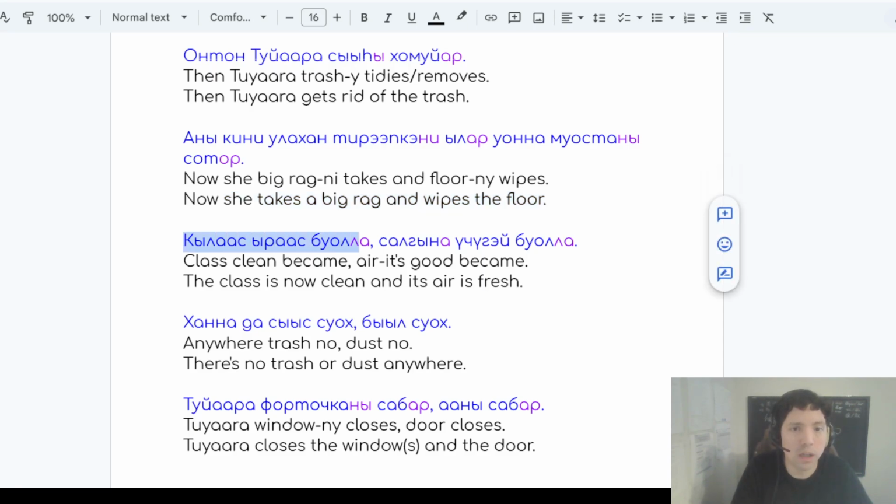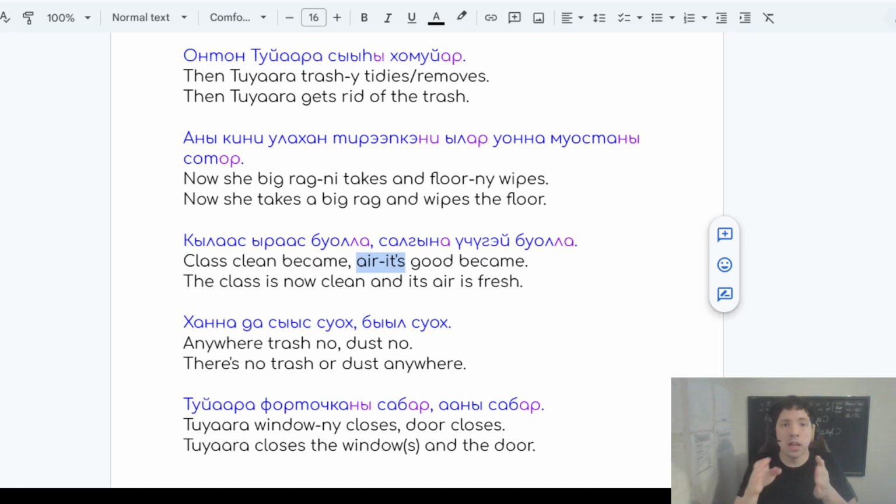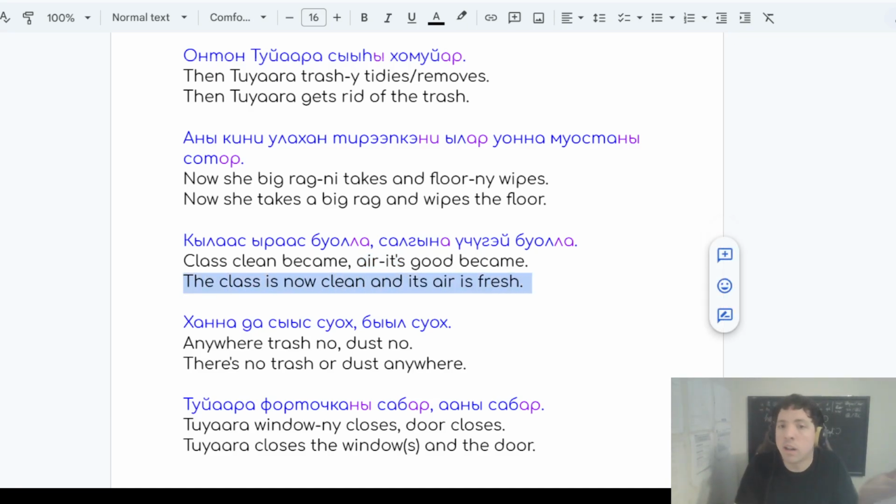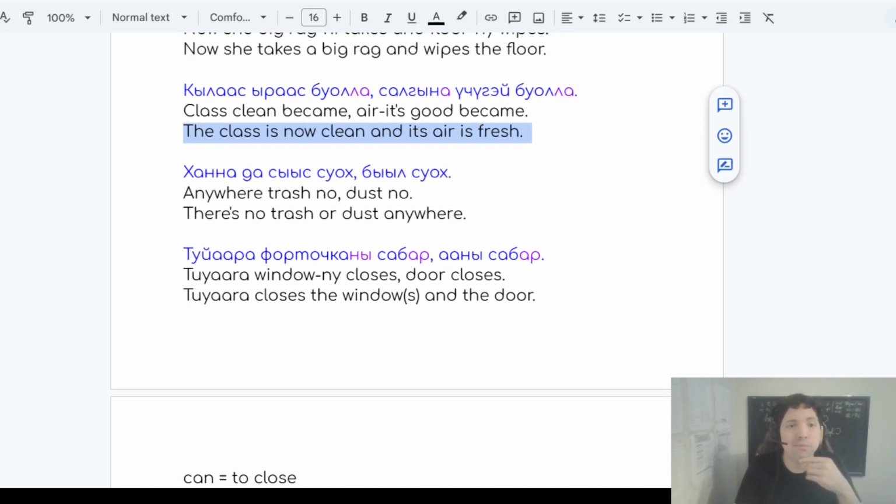Kalas ras boala. Salkana uchige boala. Now this boala is past tense. Class, clean, became. You could translate it as became. Air, it's, that is like, I believe it would be called genitive. That means it's like possessive. So it's air, the class is air. So you don't have to say the class became clean and the class is air. You can just say salkana, it's air. Yuchuge boala became good. Or in English we might say the class is now clean and its air is fresh. Or its air is clean too.